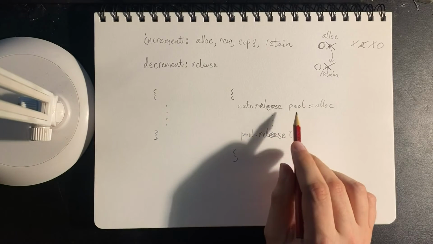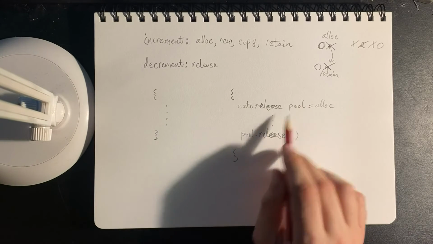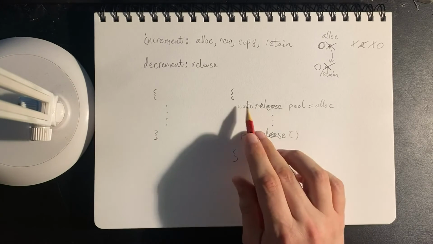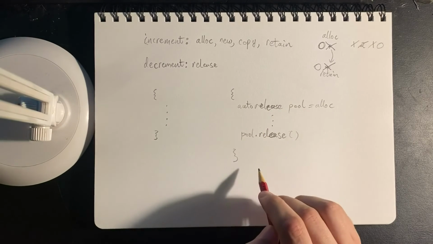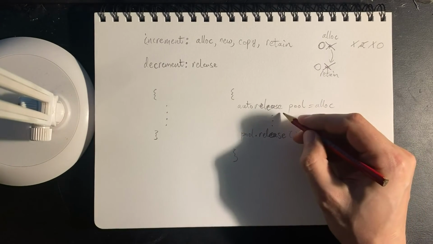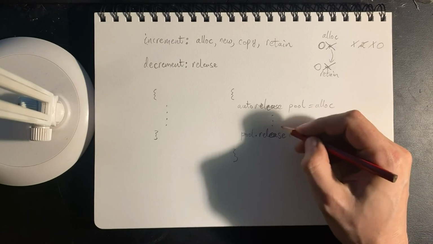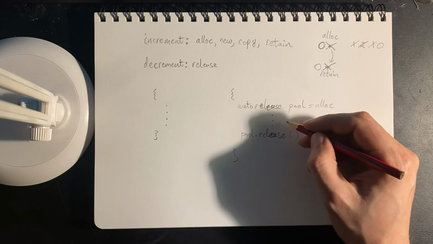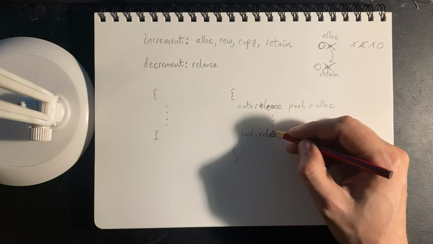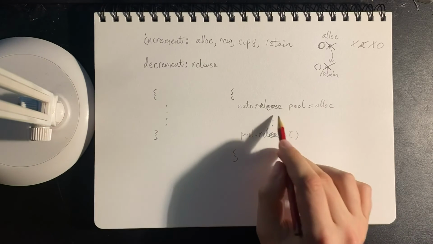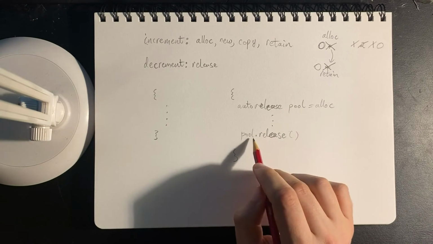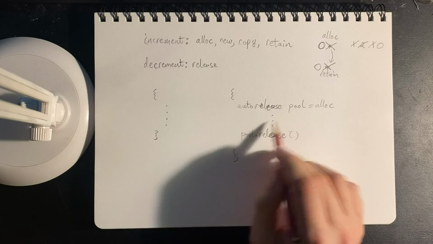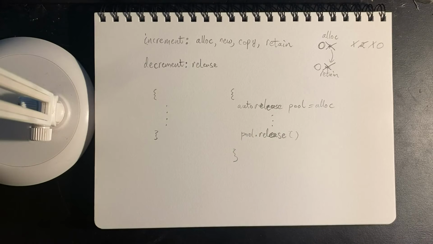Now, this pool is manually reference counted, and we make sure that it just stays within this scope. But anything which was created as an auto-release object inside this scope will automatically be freed. It'll automatically be tied to the pool. When the pool is completely released, everything that the pool owns is completely released.